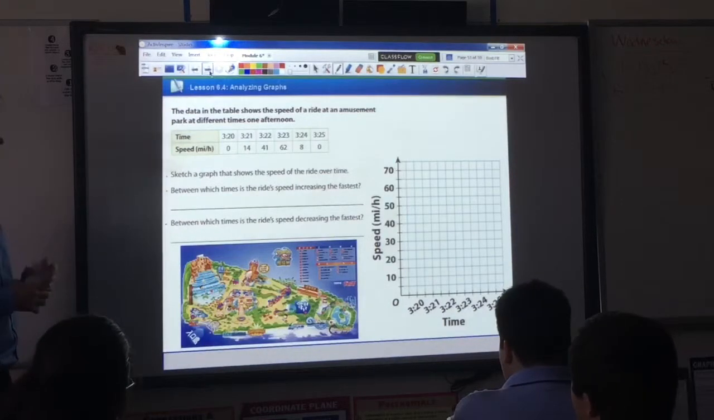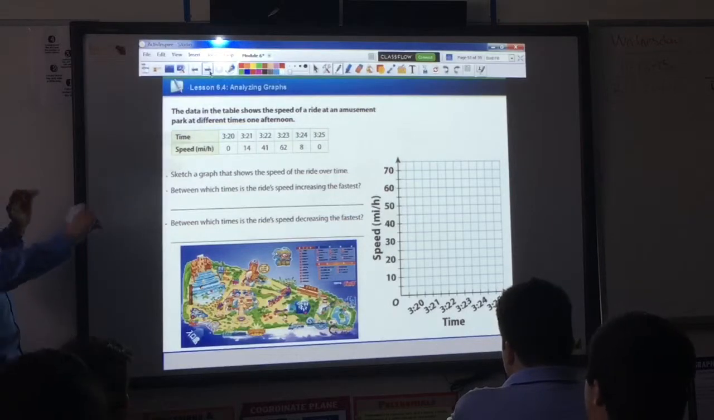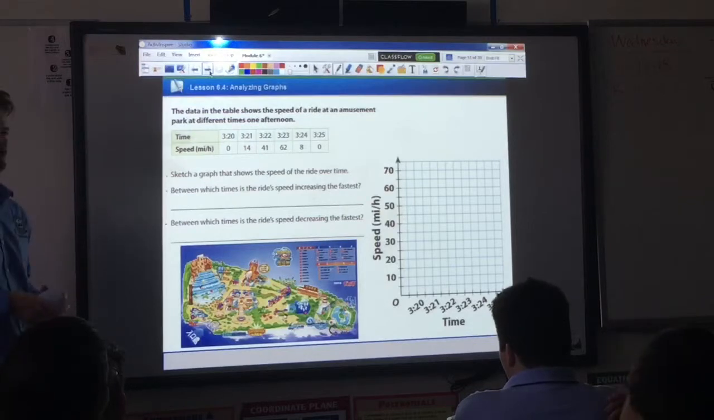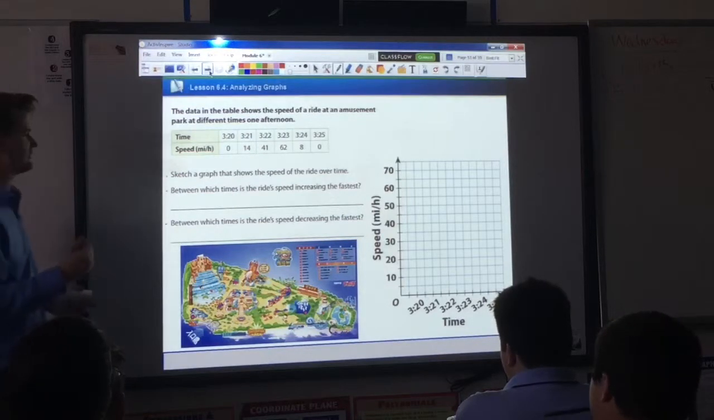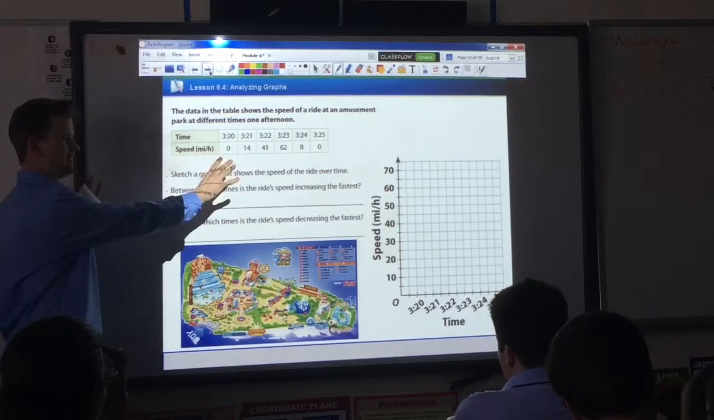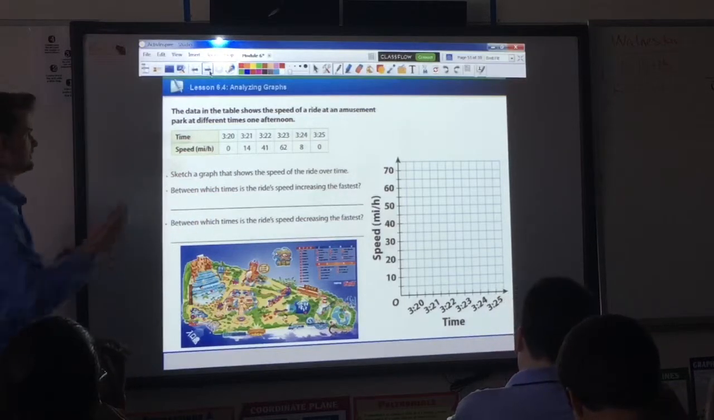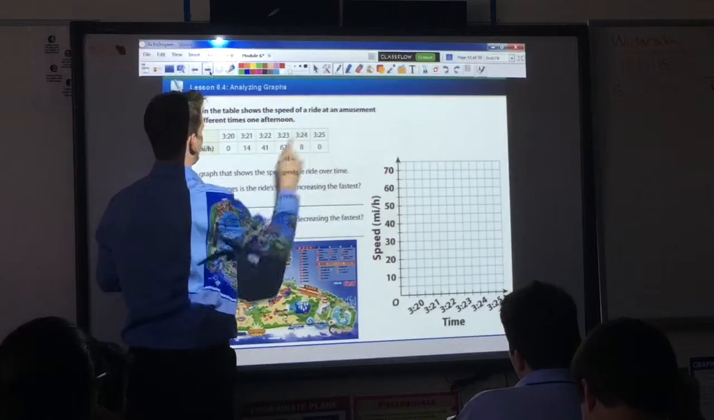Now, this last scenario looks like we're presented with a table of data. And usually our graph's been done for us. Now in this case, is our graph completed for us? No, it is not. So we're actually going to have to go in and graph this information to see what this relationship looks like. So the data in the table shows the speed of a ride at an amusement park.